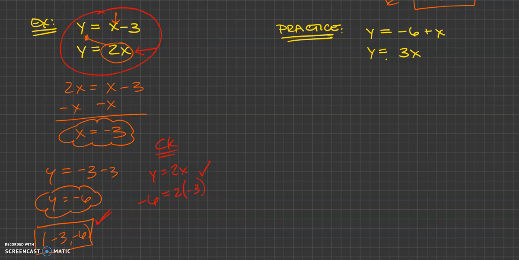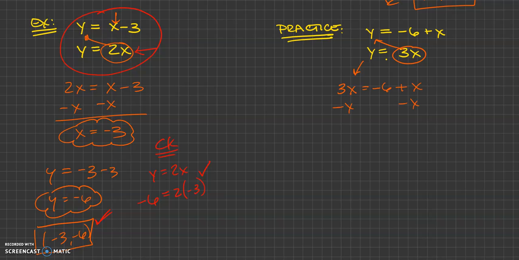I want you to pause the video and try this practice problem to the right, and then restart it once you've answered it. All right, so hopefully you paused the video. Why don't we substitute 3x in for y? And we'll get 3x is equal to negative 6 plus x.